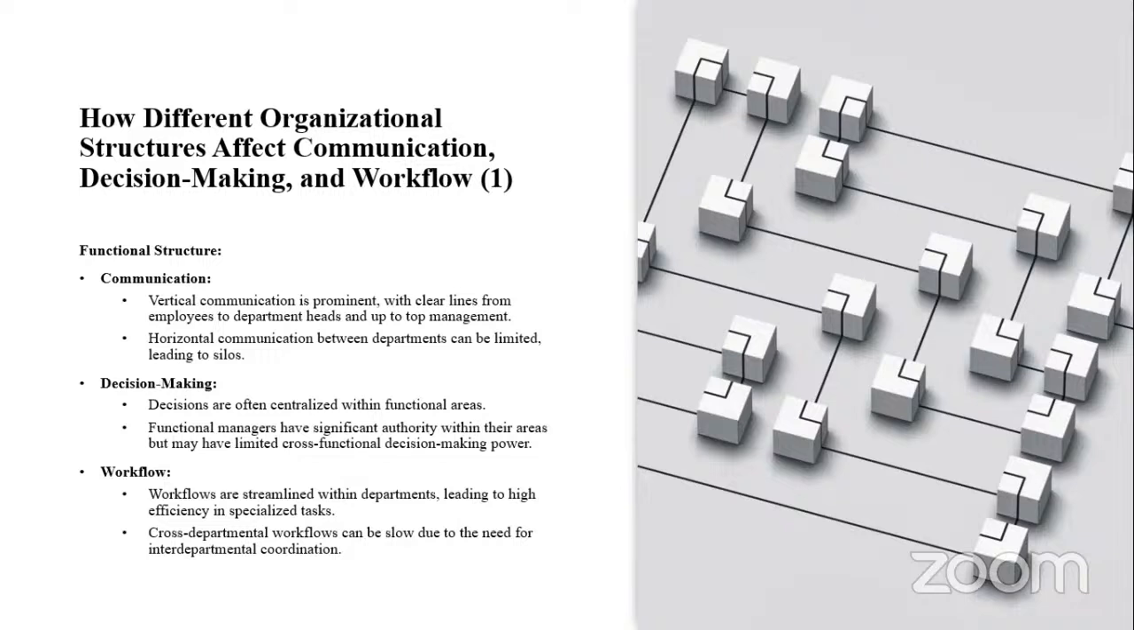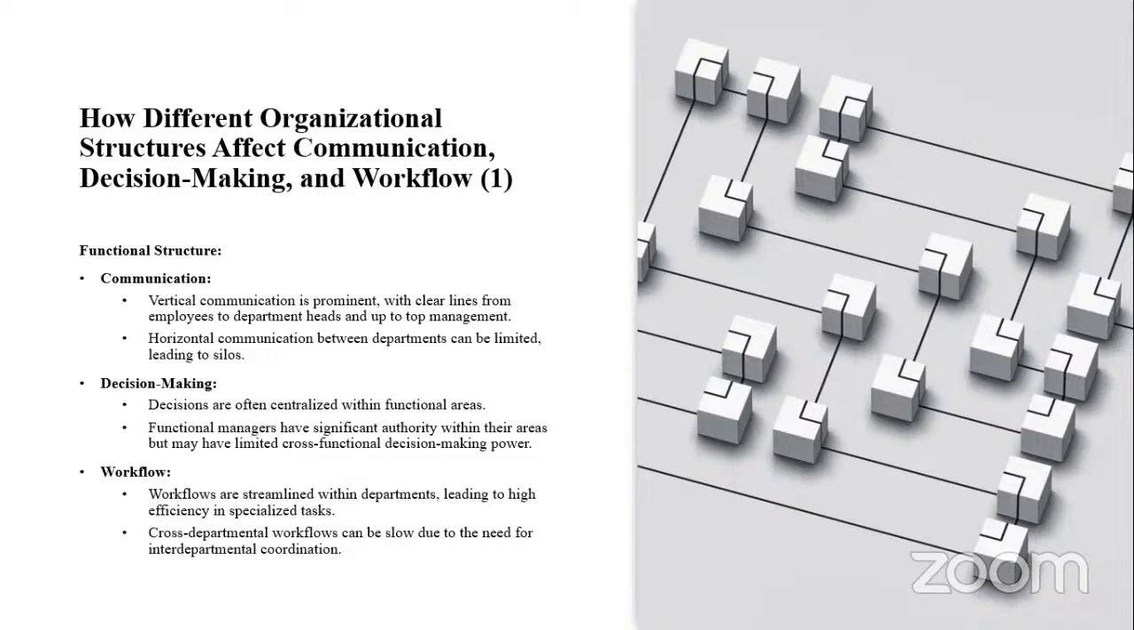With clear lines from employees to department heads and up to top management. Horizontal communication between departments can be limited, leading to silos. That will be the effect on communication on a functional structure. Okay. The decisions are often centralized within functional areas.